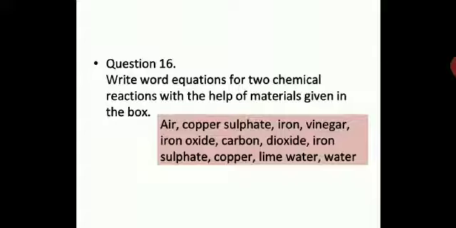What is given in the box? Air, copper sulfate, iron, vinegar, iron oxide, carbon dioxide, iron sulfate, copper, lime water, and water. These are the words given to you. You have to pick them up and make word equations.